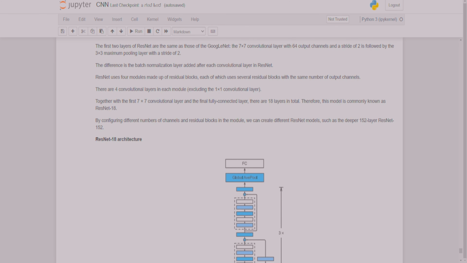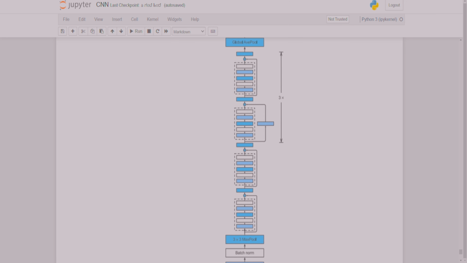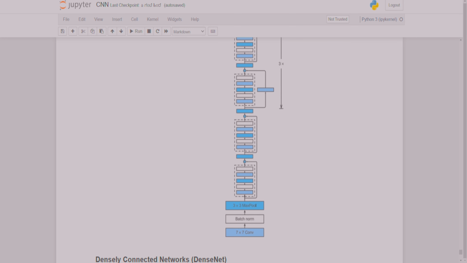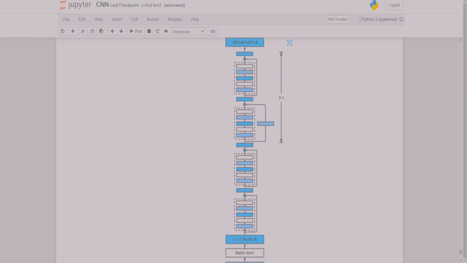Now let me show you the ResNet. This is a ResNet 18 diagram. Initially the data comes in, a 7x7 convolution happens, then a batch normalization, then a 3x3 max pool. I think we have never discussed batch normalization in detail. You make a batch of data and try to normalize it using some equation. You normalize the parameters you train, most of the time the weights. You use a normalization to do that. Then the 3x3 maximum pool.